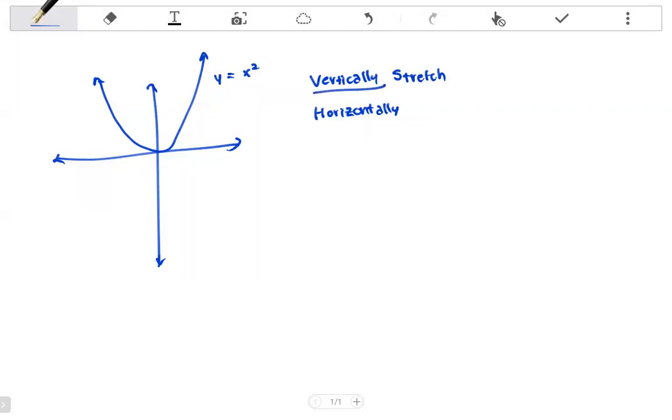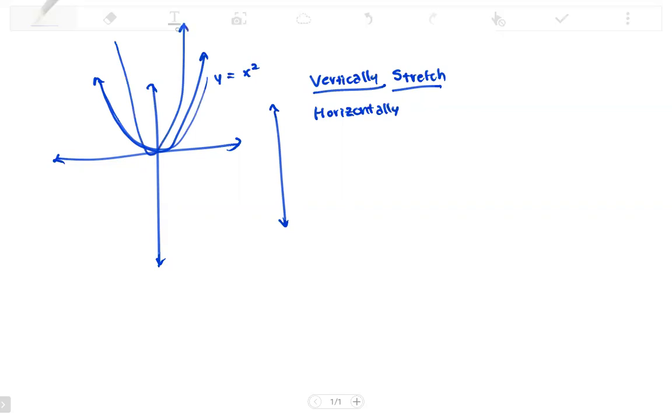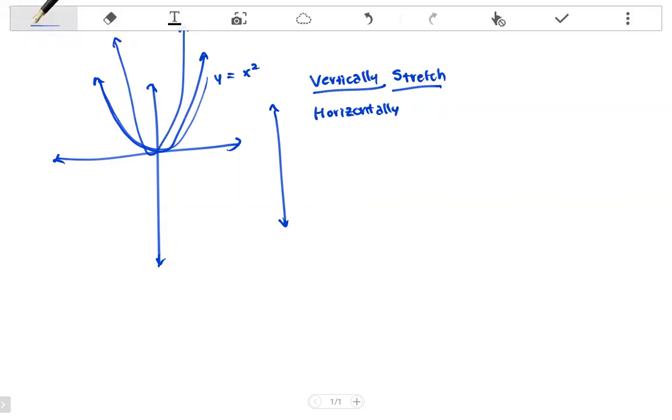Well, we know vertically means this way, right? Up or down. Stretching means to elongate, to make longer, right? So vertically stretch means we want to make this graph longer, but like this. You see how we're kind of stretching it vertically? If we had one hand here and another hand here, we're pulling the graph up and down. Is this a good analogy? So we're pulling the graph up and down, but vice versa.